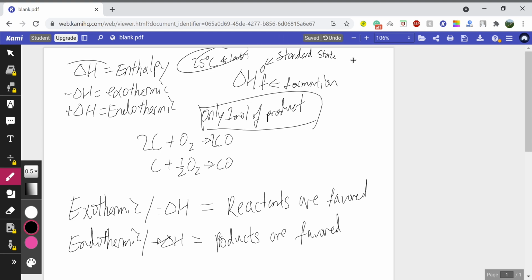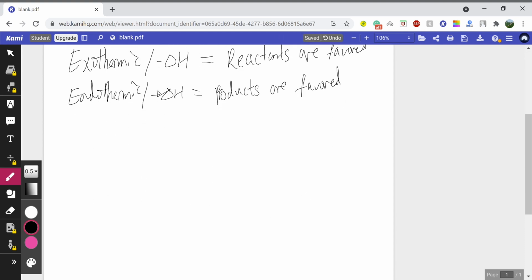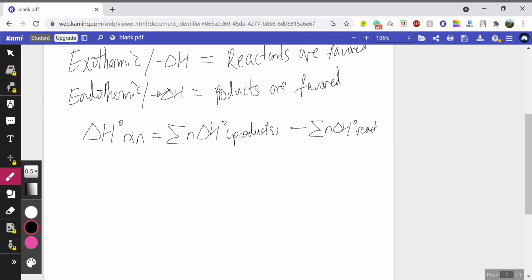Alright, now that we learned enthalpy and standard enthalpy of formation, let's see how we can find the enthalpy by using the standard enthalpy. So the formula is going to be this. Delta H0 reaction is going to be equal to the sum of number of moles times the delta H of products minus the sum of the number of moles times the delta H of reactants.